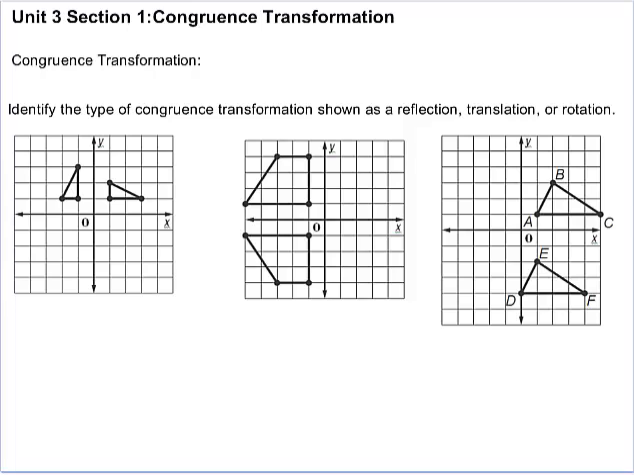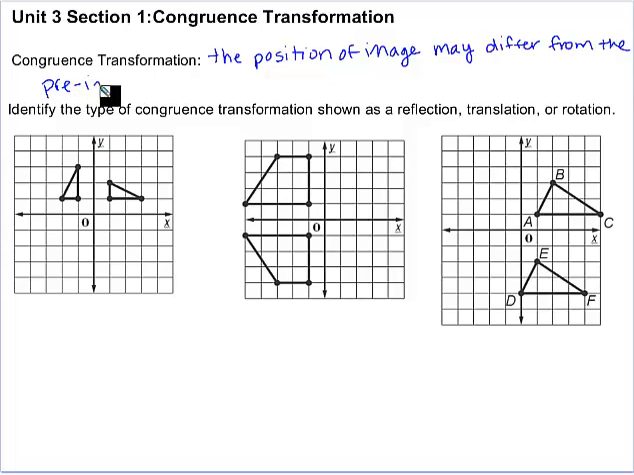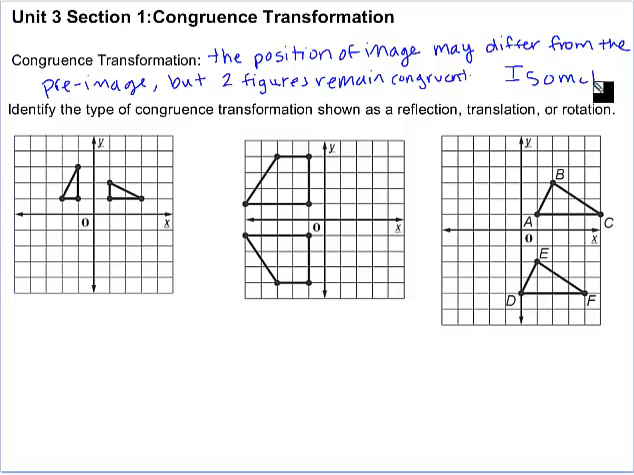A congruence transformation means that the position of the image may differ from the pre-image, but the two figures remain congruent. This is also called isometry. It's another name for it.